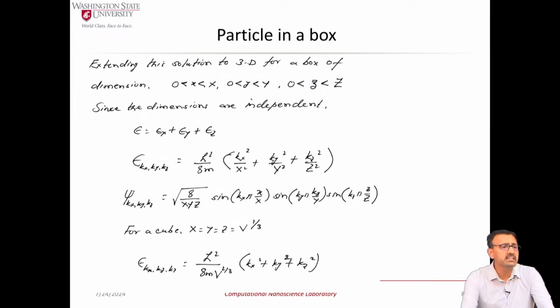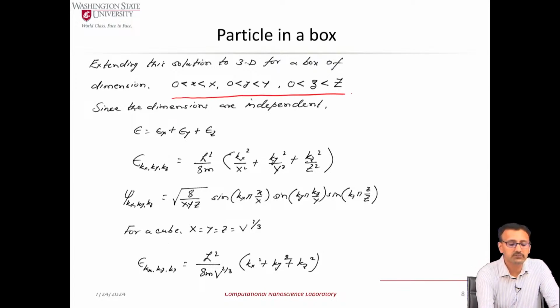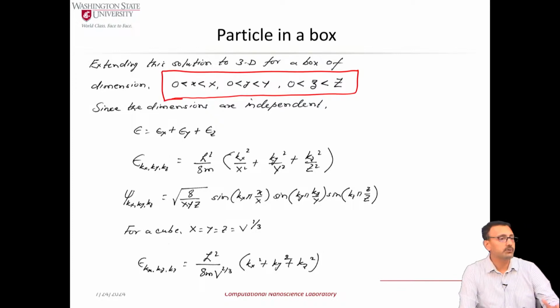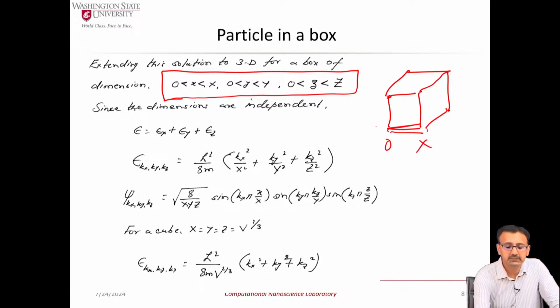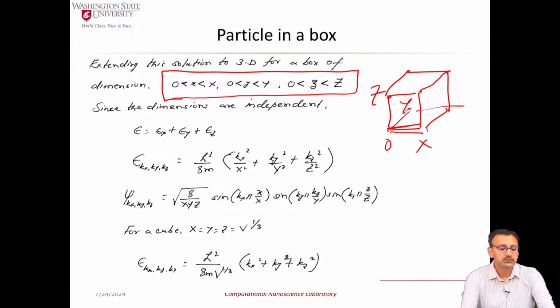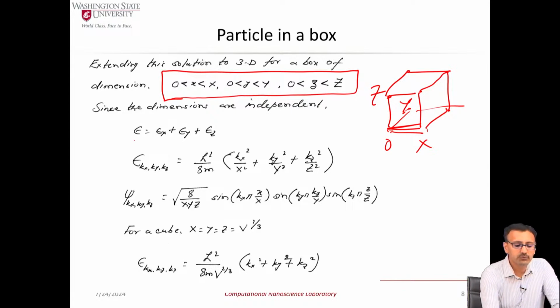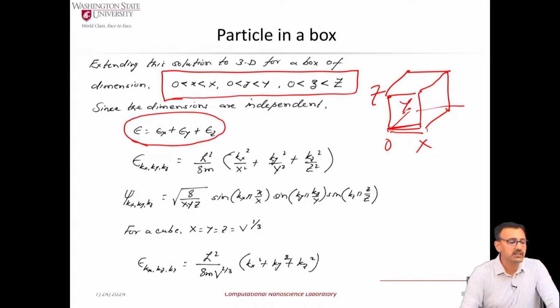So, how do we extend this to 3 dimensions? You can think of the particle, instead of moving along one dimension, moving in a box of dimensions x between 0 to uppercase X, y between 0 to uppercase Y, and z between 0 to uppercase Z. So now the particle is moving in this box. If you just extend that, the energy of this translating particle will be the sum of the energies in the 3 discrete dimensions x, y, z.